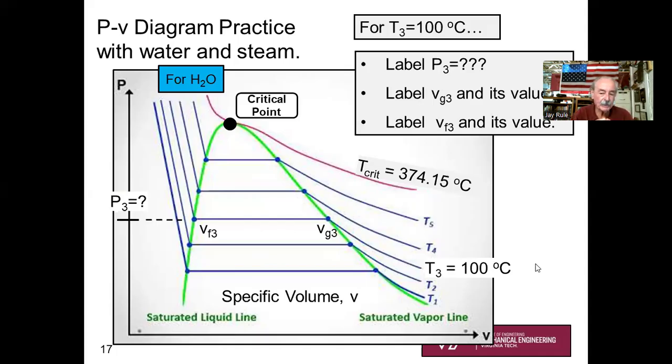And the exercise we're going to do is, what's the pressure? What's this pressure on the PV diagram and the vapor dome? What is this pressure for a water temperature of 100 degrees C? I've looked up the critical temperature is 374 degrees C. But for 100 degrees C, what's the pressure? Anybody have an idea?